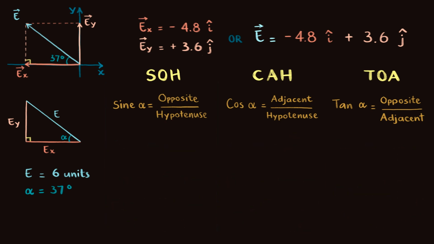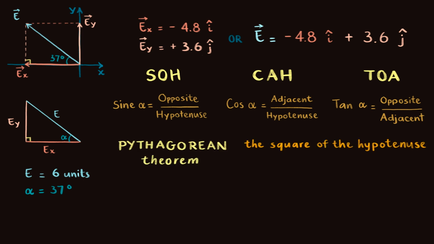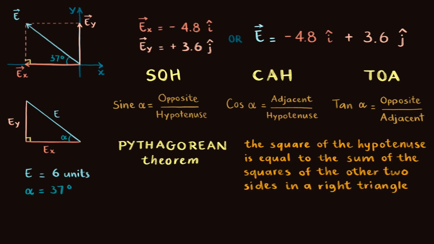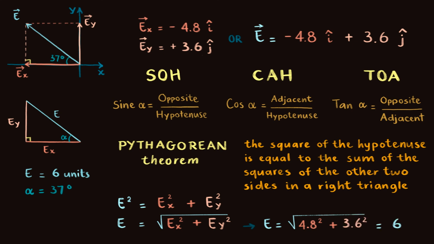There is another way to double-check our work using the Pythagorean theorem, which states that the square of the hypotenuse is equal to the sum of the squares of the other two sides in a right triangle. So we have E² = Ex² + Ey². Therefore, E would be equal to the square root of Ex² + Ey². Plugging in the numbers gives us E = 6 units, which is also what we expect.